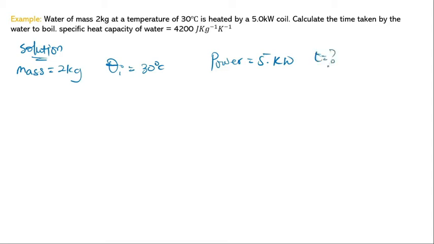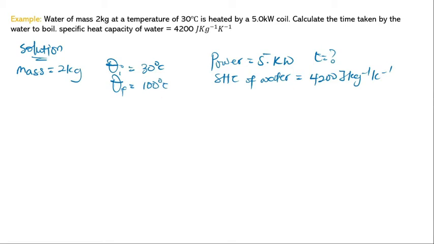All right. So we have to calculate the time. So we have time unknown. The time taken by the water to boil. So by water boiling, it means the final temperature is what? 100 degrees Celsius. So we are being given the specific heat capacity of water to be what? 4,200 joules per kilogram per Kelvin. All right. So let's analyze the question. First of all, we need to know the heat energy that is being supplied to the water to do the conversion, that is to move from 30 degrees Celsius to 100 degrees Celsius. So we need to calculate that heat.